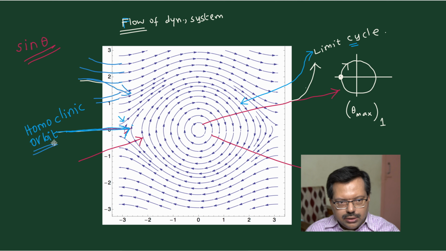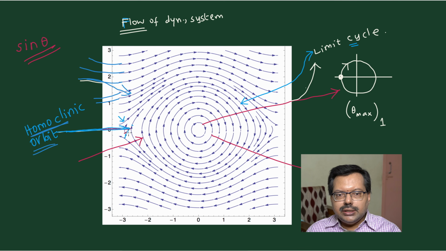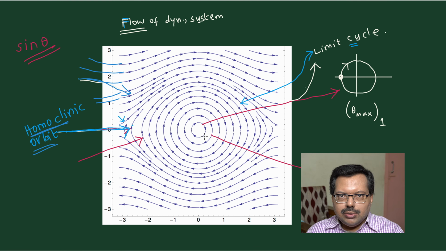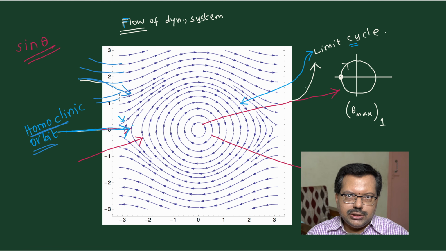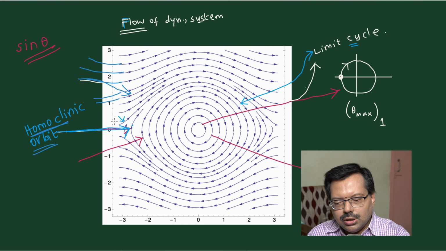Now, the homoclinic orbit, if you consider it, is the orbit that separates these two. On the interior, you see stable orbits. On the exterior, you see unstable orbits. So the homoclinic orbit is the orbit that separates these two. That's all about it. That is how the terminology is coined.